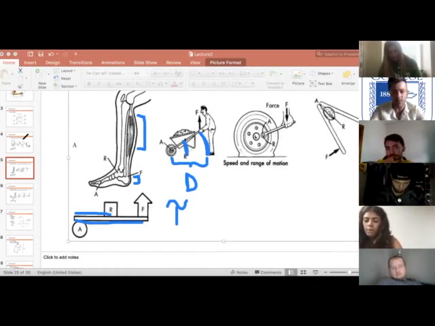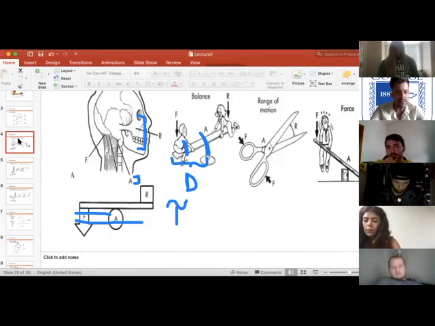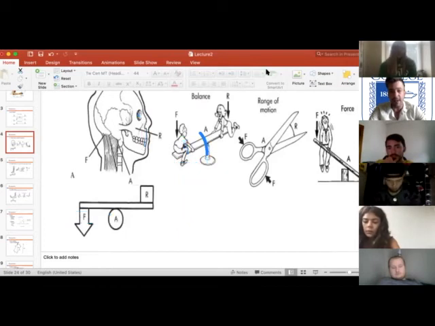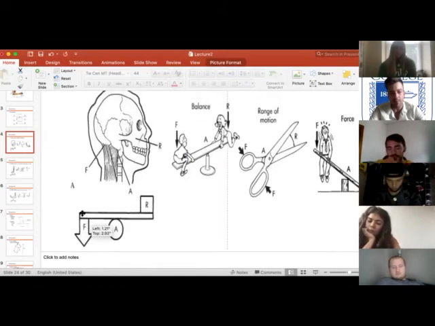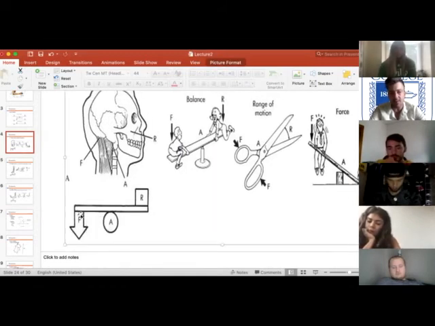In terms of a first-class lever system, I don't really think that there's a huge drawback. With this lever system here, there's not a huge drawback. If the system isn't balanced, then there's a drawback, because instead of using balance to hold the head up, I have to fire more forcefully with my neck extensor muscles.